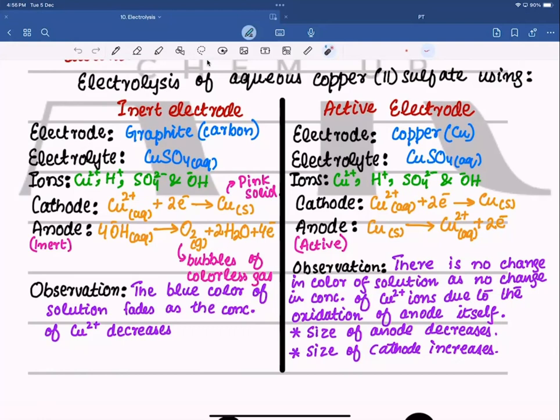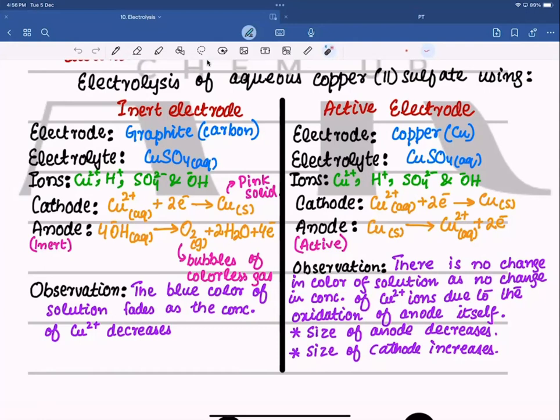So now, what will be the application of active electrodes? We usually use active electrodes for the refining of copper. For example, if I have impure copper, which electrode is actually dissolving during the active electrode? Anode. So we make the impure copper the anode and the pure copper the cathode. When the electrolysis starts, the anode starts dissolving. All the copper from the impure anode will be deposited on the cathode and all the impurities will be collected at the bottom. That's how we can purify or refine impure copper by using active electrodes.